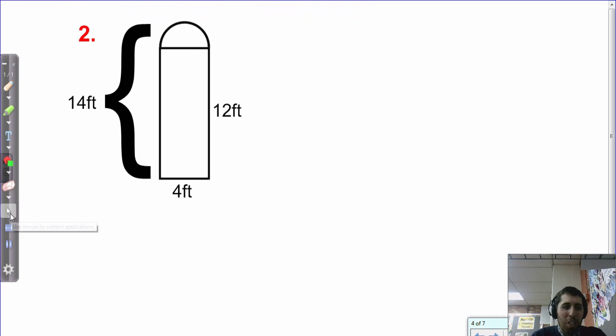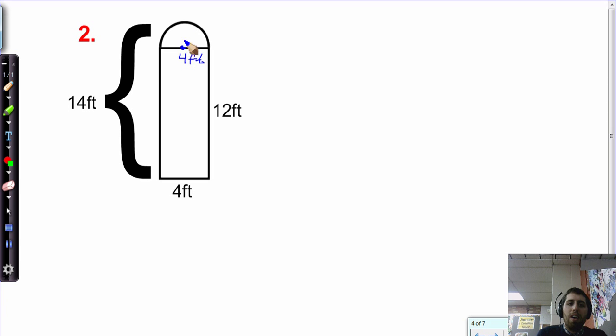This problem should look familiar, but we're going to now calculate the area. So hopefully from last time you remember, well, what do we know? This probably has a length of 4 feet, or does have a length of 4 feet, since we have a rectangle below it and the opposite side is 4 feet. Then the radius would have to be half of that, which is 2 feet.